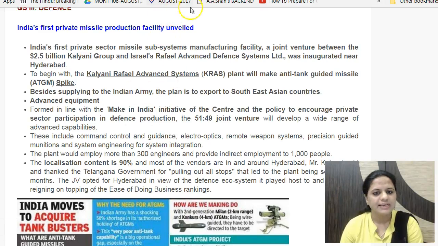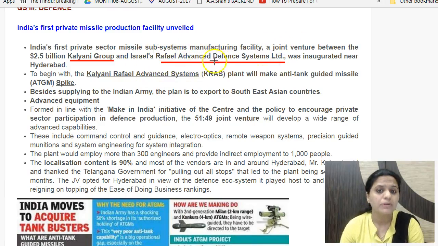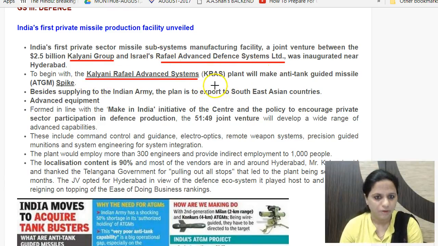So this is regarding the joint venture between Kalyani Group and Israel's Rafael Advanced Defense Systems Limited. So this is a company from Israel. Another Rafale which we have seen in the defense sector is the Dassault Rafale. That is the Dassault company of France, which has this multi-role combat aircraft, Rafale. So that is another Rafale. This is the company of Israel. So Kalyani Rafael Advanced Systems is the joint venture which has been formed with 51% stake of Kalyani and 49% of Rafael. This plant has been inaugurated near Hyderabad in Telangana.